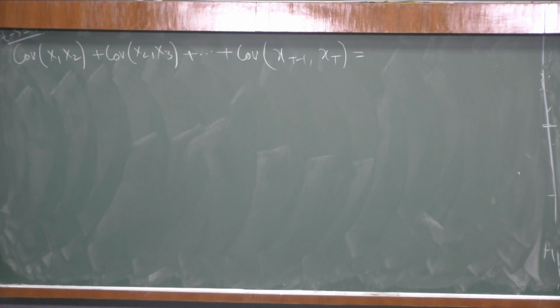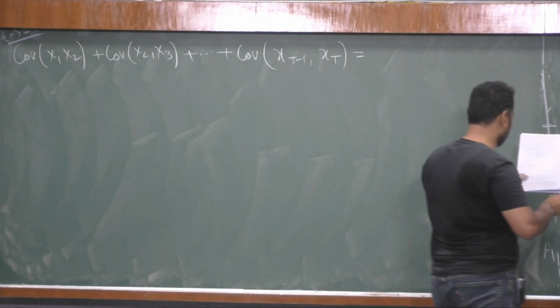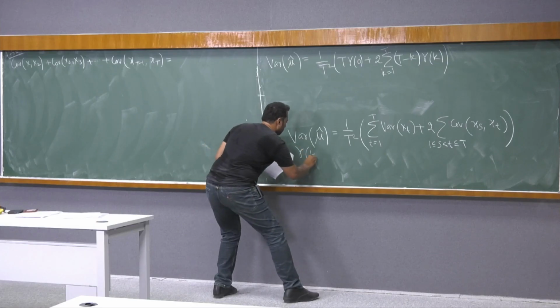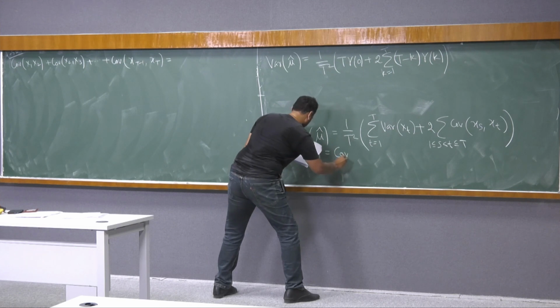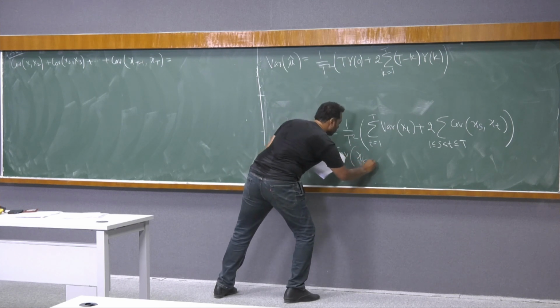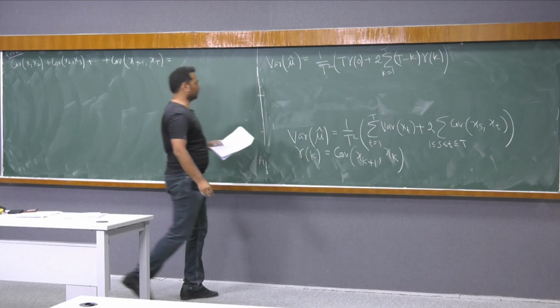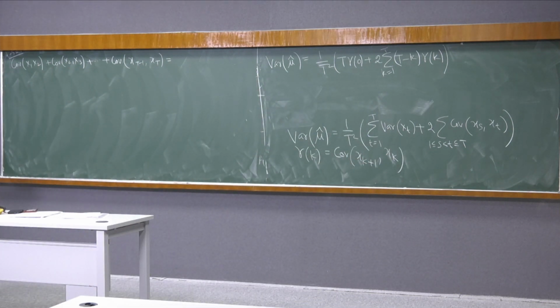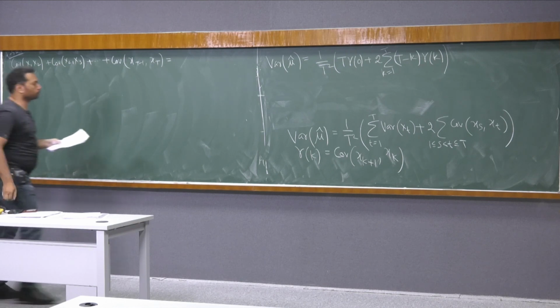What are the simplifications we are going to do? In this case, these are all basically autocovariance at lag 1. If you recall, the autocovariance, I will write it here: gamma k is the covariance of x k plus 1 and xk. So this is the autocovariance term as well, and we would like to write this in terms of gamma k.